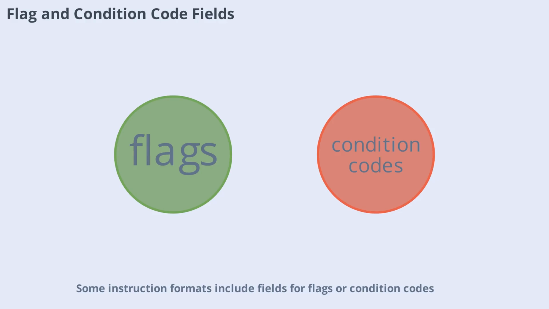Some instruction formats include fields for flags or condition codes. These bits are used to indicate the outcome of operations, such as zero, carry, or overflow. The CPU can use these flags to make decisions, like branching to a different instruction if a certain condition is met. Including these fields adds power to the instruction set, enabling more complex control flow.